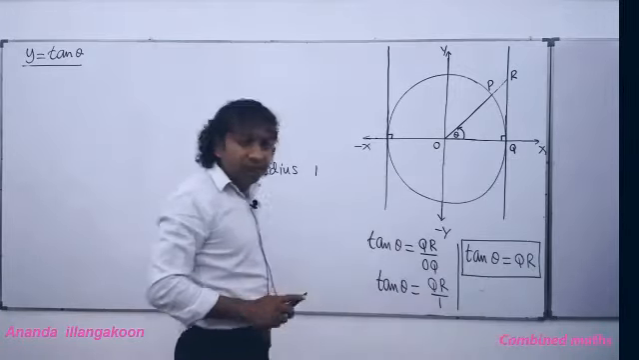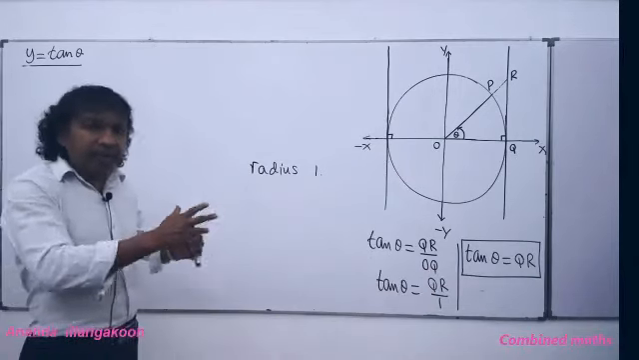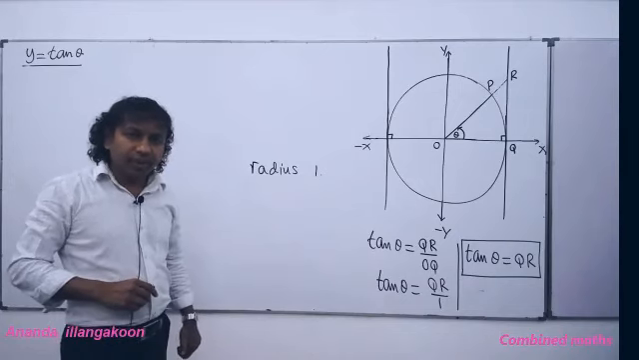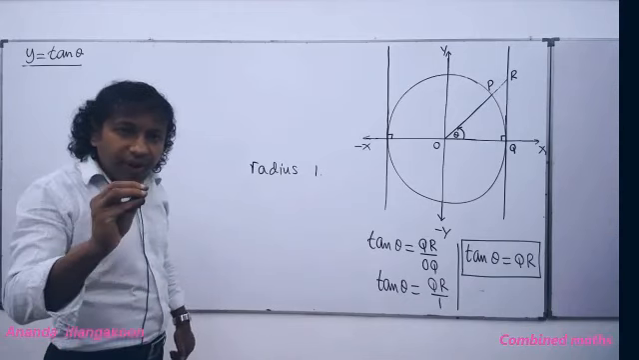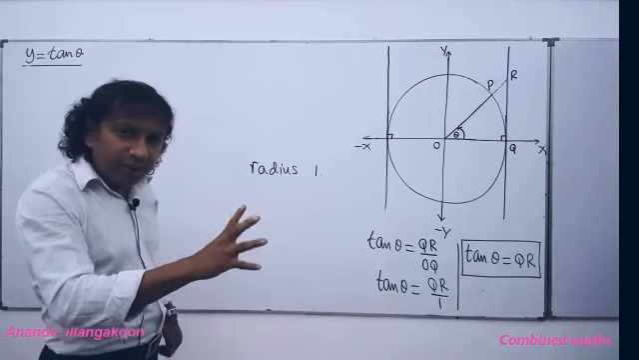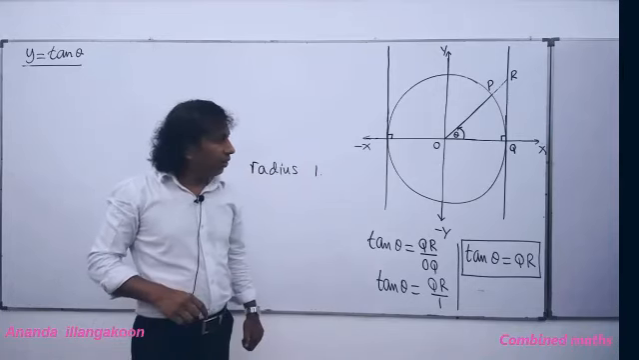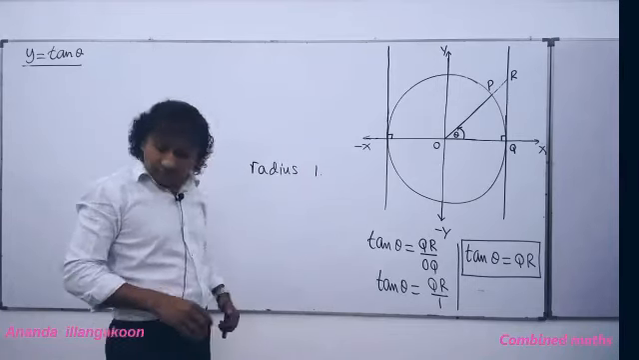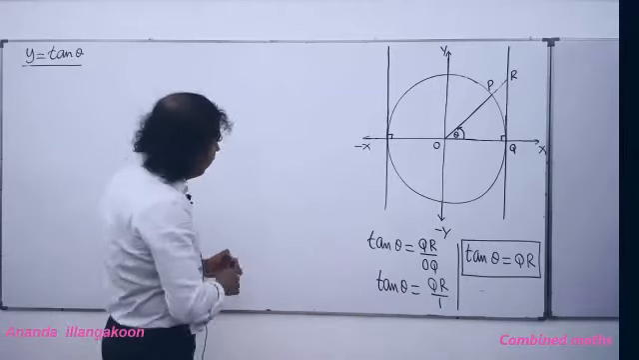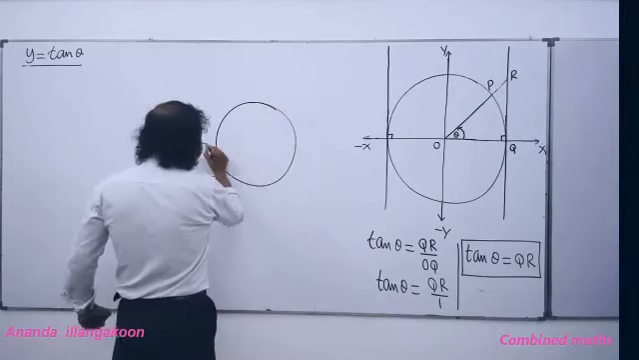Tan theta is equal to QR. Therefore, for different values of the angle theta, tan theta is given by this QR. Then we have to measure the QR. Now I'm going to consider this matter in detail.